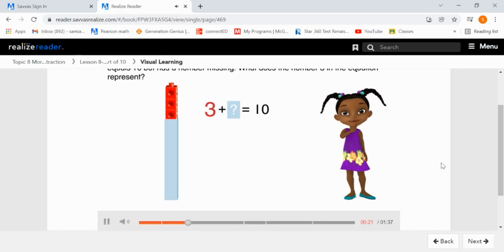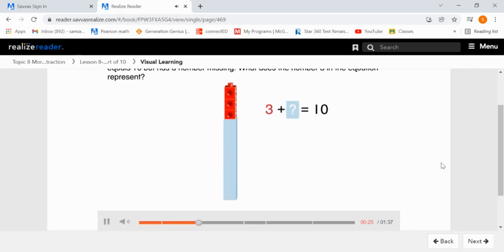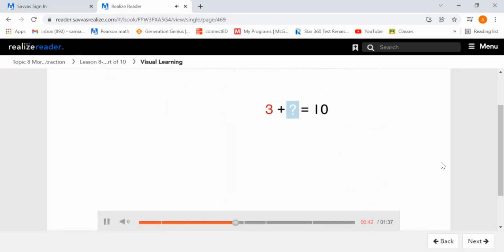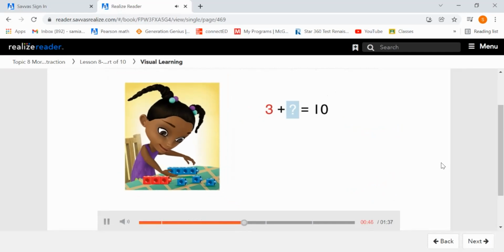What does the number 3 in the equation represent? The 3 red cubes. What does the question mark represent? The missing number of cubes. The 10 represents the total number of cubes. Which color cubes were hidden? What is happening in this picture?